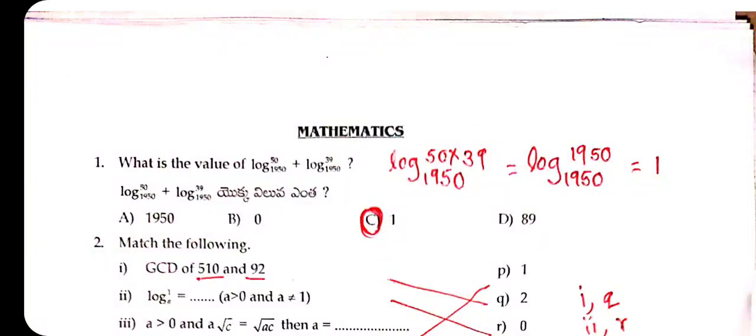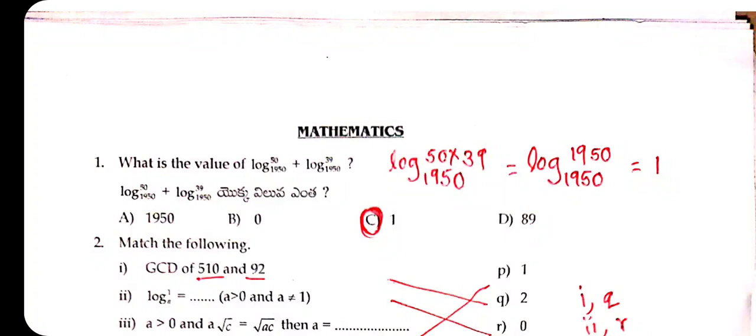Today I am going to explain the Triple IT model paper, 40 marks, within less than 20 minutes. I will try to complete the paper within 20 minutes. I will explain in English and Telugu both media. First English medium, after that Telugu medium.